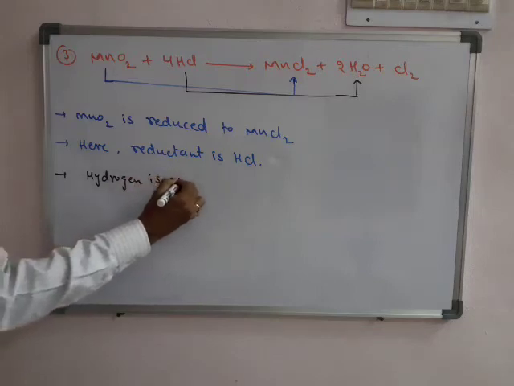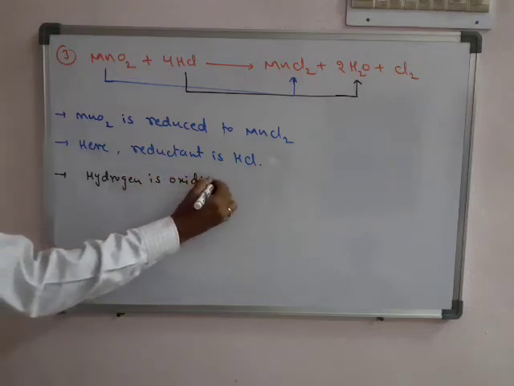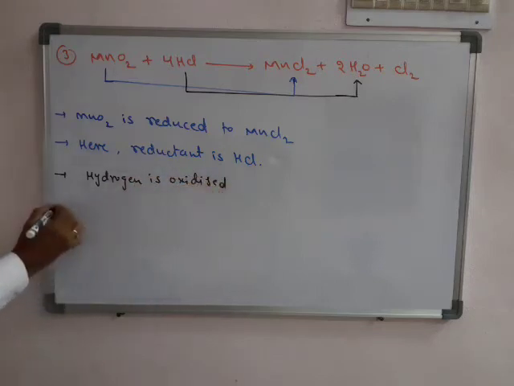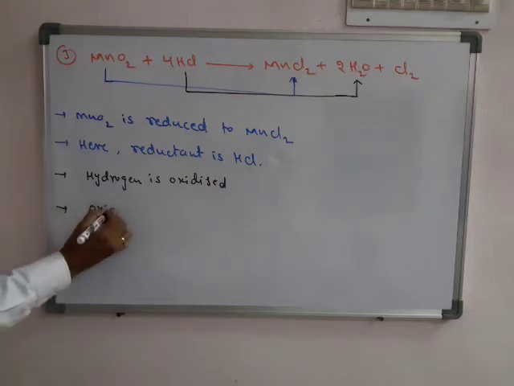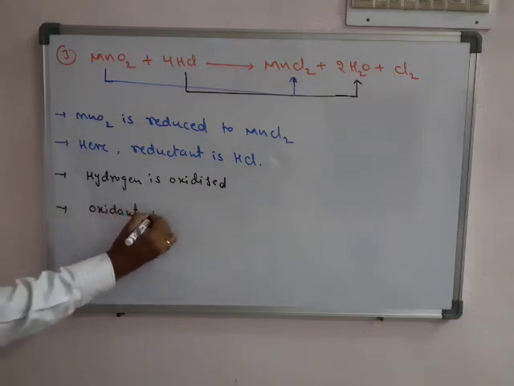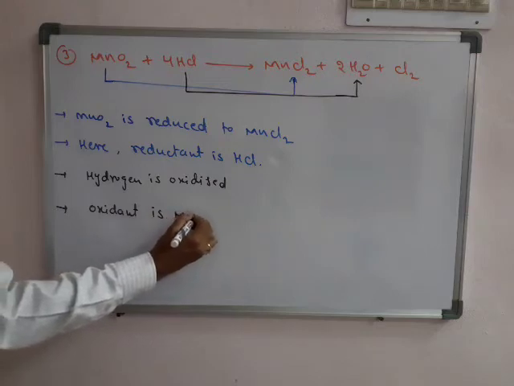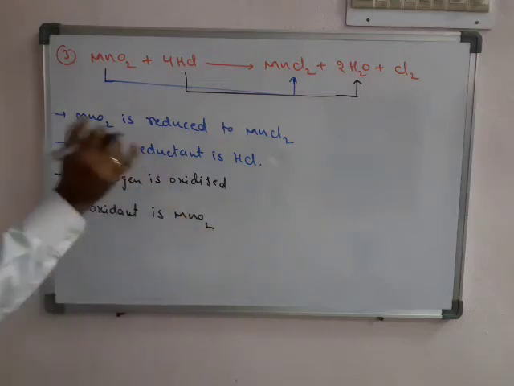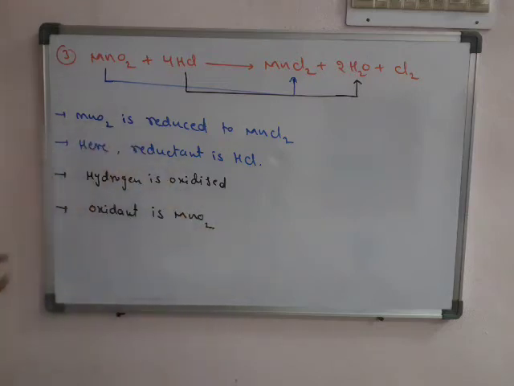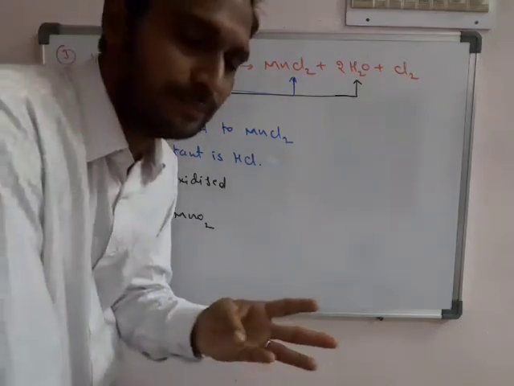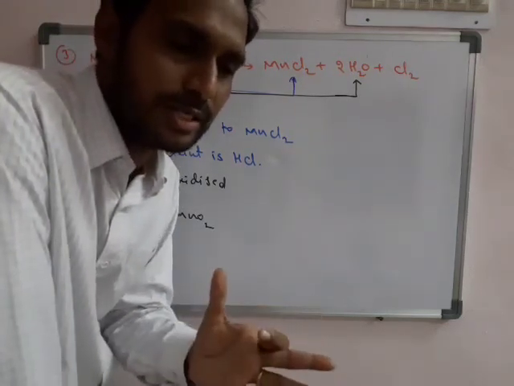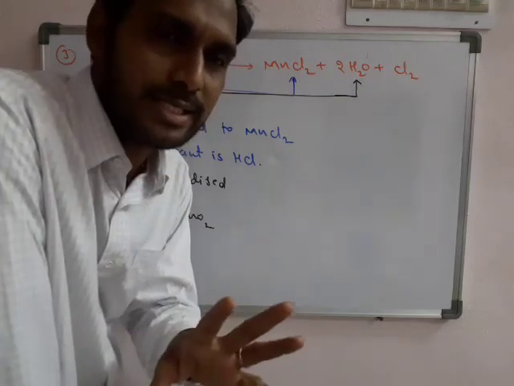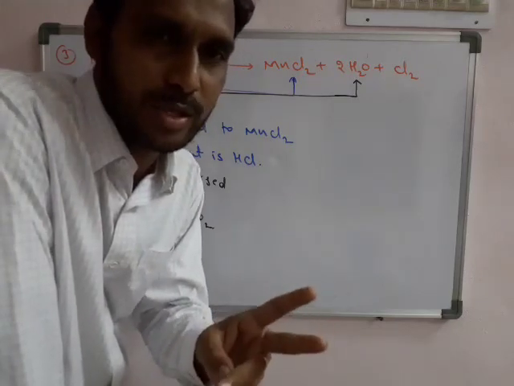So hydrogen is oxidized. And what is the oxidant here? In this reaction the oxidant is MnO2, because MnO2 is responsible for the oxidation of hydrogen. For chlorine there is no particular explanation. In this chapter we are discussing oxidation and reduction only in terms of hydrogen and oxygen.